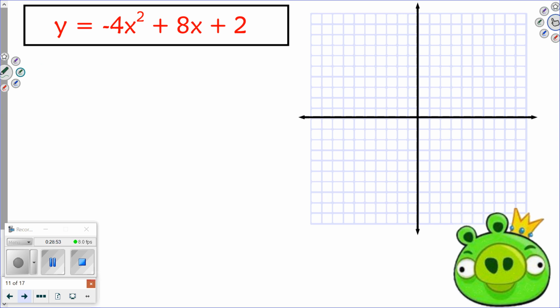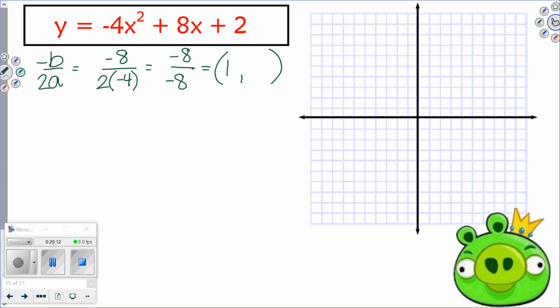Something was wrong? All right, so finding our vertex, negative b over 2a. So negative b is going to be negative 8 over 2 times my a, which is negative 4. So I get negative 8 over negative 8, which is 1. How do you find y? Plug it in. So negative 4 times 1 squared plus 8 times 1 plus 2. Now what do we get? We get 6. Good. So my vertex is at 1, 6.